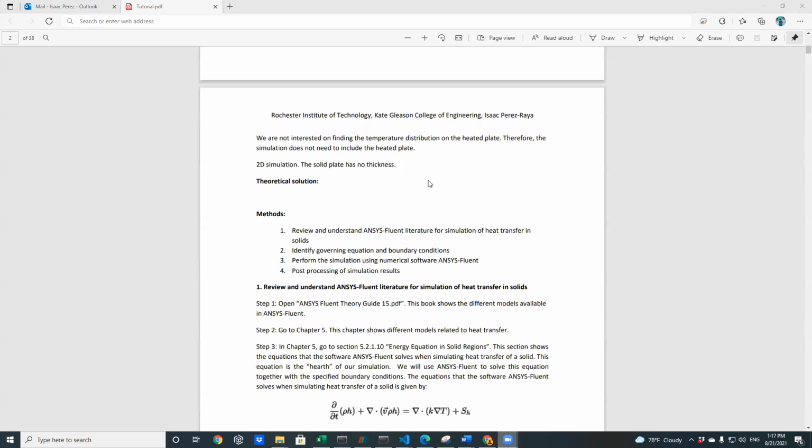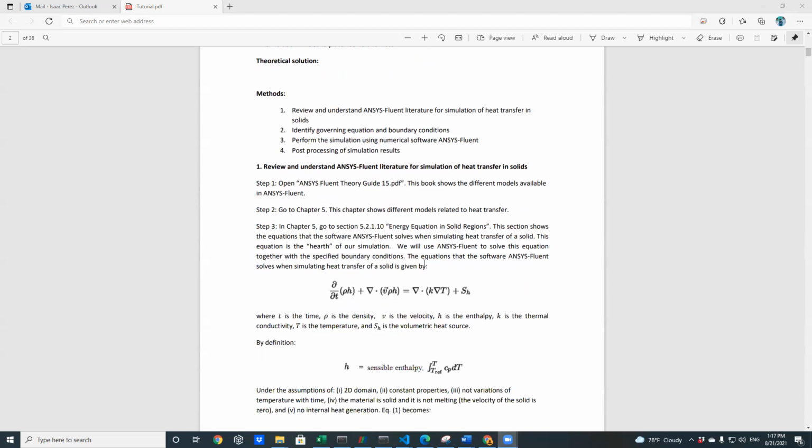Now, these are the methods. Number 1, review and understand ANSYS-Fluent literature for the simulation of heat transfer in solids. Number 2, identify the governing equations and boundary conditions. And number 3, perform the simulation using numerical software ANSYS-Fluent. Number 4, post-processing of the simulation results. Okay, let's start with number 1. Review and understand ANSYS-Fluent literature for the simulation of heat transfer in solids.